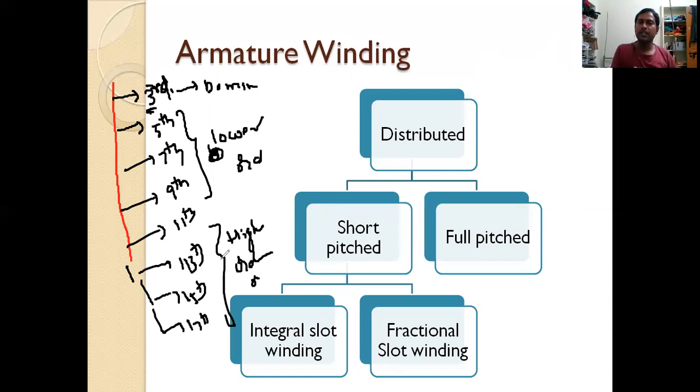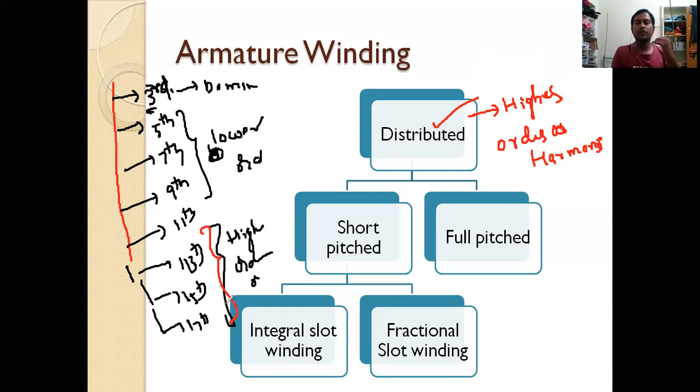So how can we eliminate these harmonics? That is possible by using distributed winding. By using distributed winding, we can eliminate higher order harmonics. Higher order harmonics means, look at this one, the 13th, 15th, 17th, 19th, up to all higher order harmonics can be eliminated by using distributed winding.